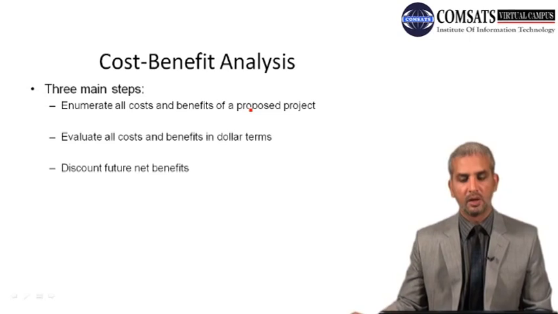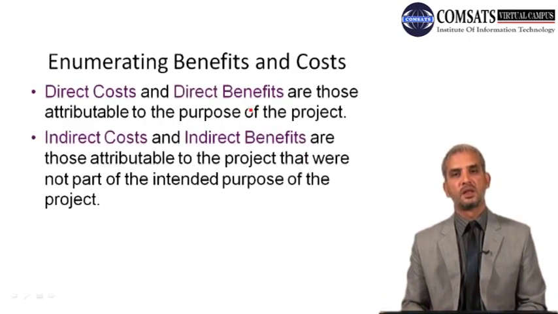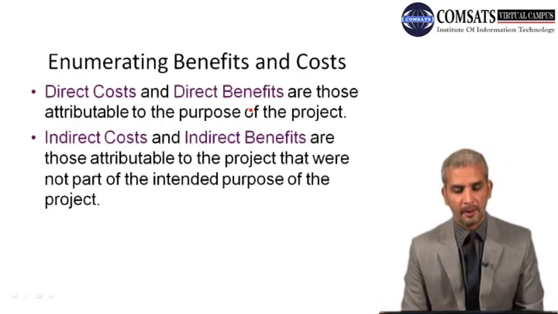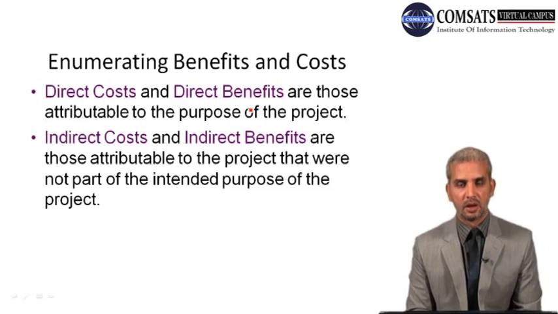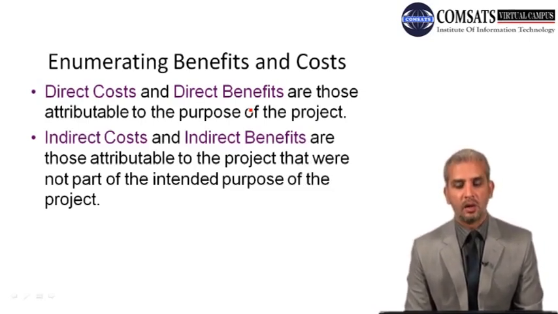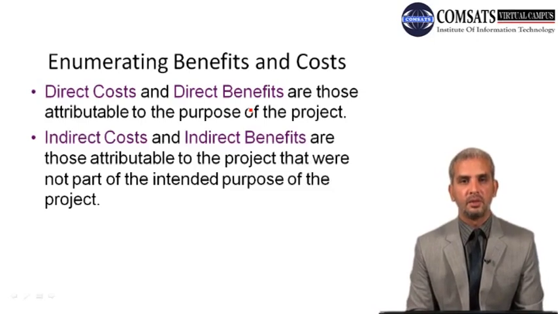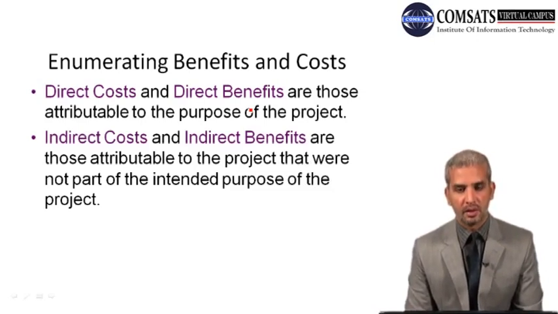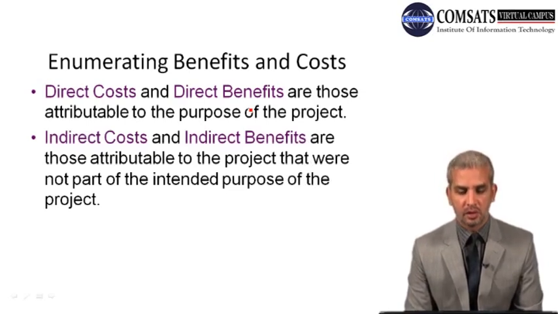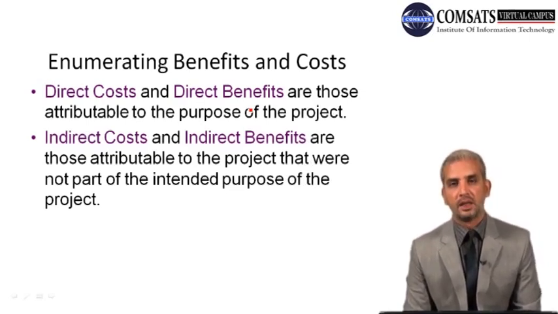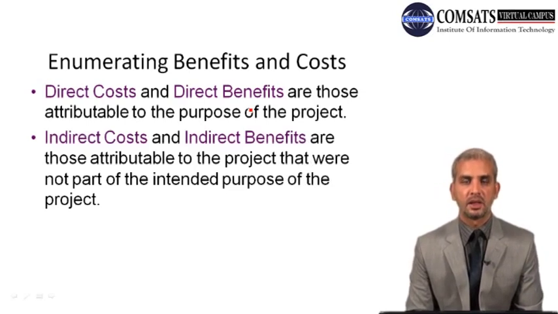So moving on, we would discuss the first step, which is enumerating benefits and costs. Enumerating means making a list of all the benefits and costs. What we need to do here is make a list of the benefits and costs, and there are two types of each. There are direct costs and indirect costs, and there are direct benefits and indirect benefits.